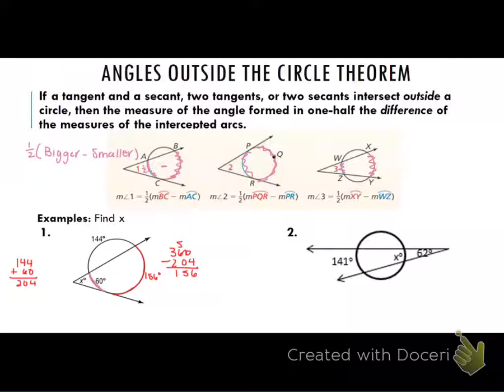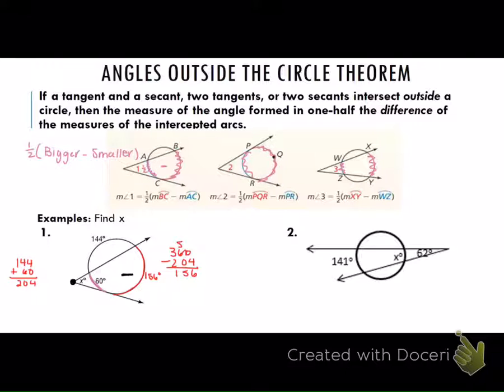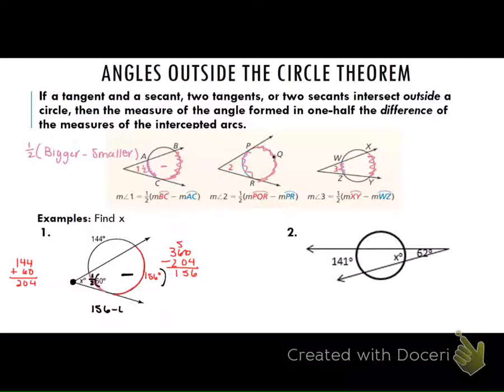So the vertex is outside the circle. So we are going to subtract these two and multiply them by 1/2. We always do bigger minus smaller. So 156 minus 60. Half of that equals the measure of angle x. Or I'll just put x. It doesn't have to say angle x.